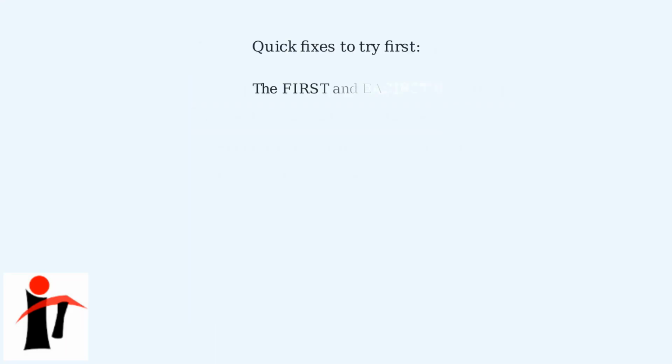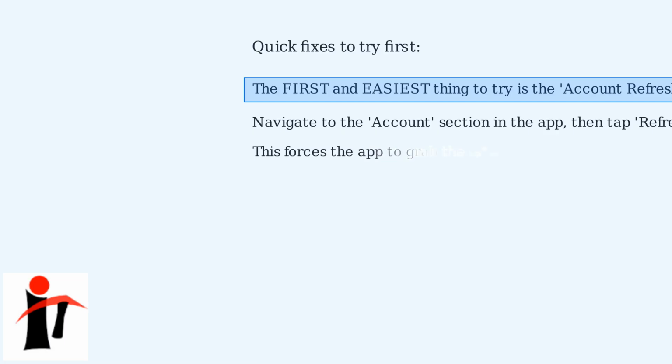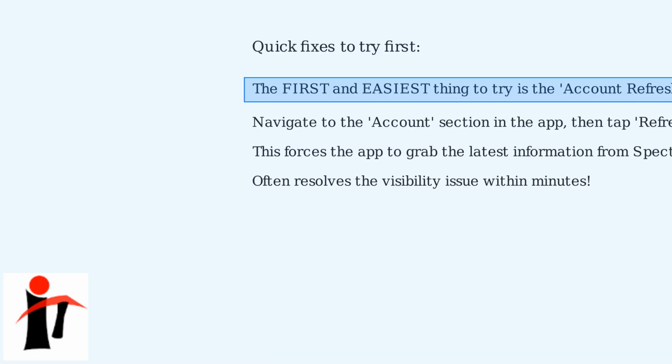The first and easiest thing to try is the account refresh feature within the Spectrum app. To do this, navigate to the Account section of the app, then tap Refresh Account. This forces the app to grab the latest information from Spectrum servers and often resolves the visibility issue within minutes.